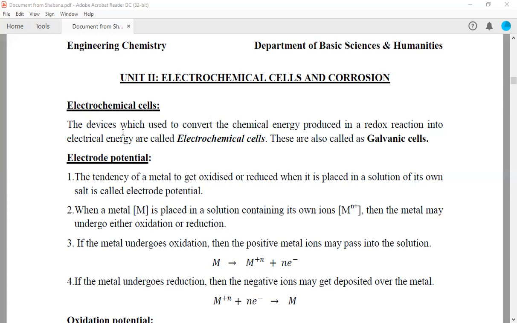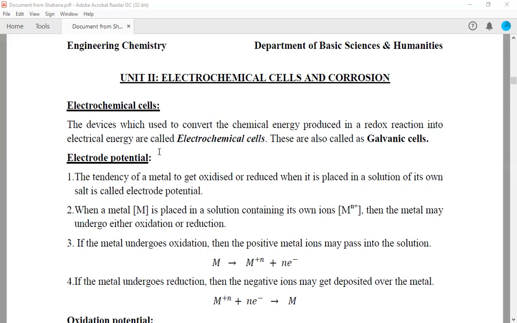So this electrochemical cell is a device which is used to convert the chemical energy produced in the redox reaction into electrical energy, and it is called an electrochemical cell. This cell is also known as a galvanic cell. Coming to the electrolytic cell, it is completely the inverse. An electrolytic cell is a device which converts electrical energy into chemical energy. It is also by the process of redox reaction. That is known as an electrolytic cell.